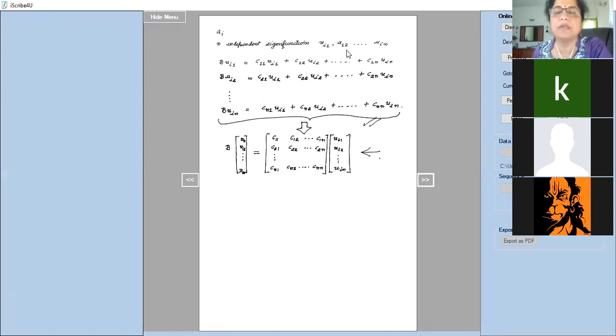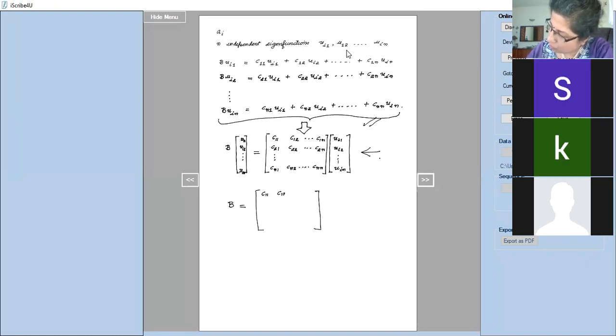like this matrix form. So I can say that I can write this B as this square matrix, which looks like this. Okay, correct? C11, C12, C1n, C21, C22, C2n, Cn1, Cn2, Cnn. Okay. All right. So I can write this B as this square matrix. Now let us think about a little more abstract form.